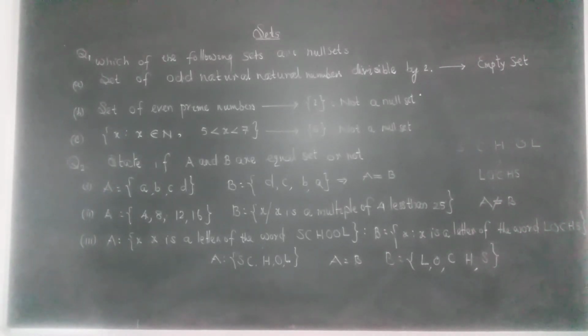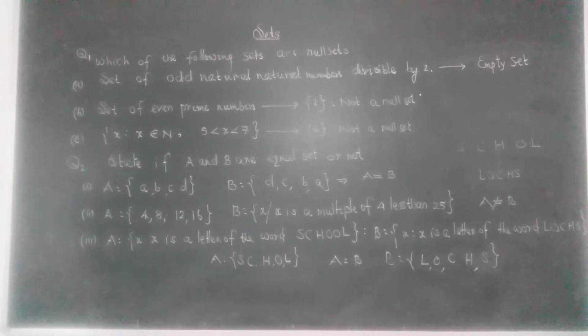Here the first case is A is equal to the set A, B, C, D and B is equal to D, C, B, A. Remember one condition, as we said at the beginning of this class: when you write a set in any way, the letters or the numbers can be in any order, no matter in which way we write it down. Maybe the first or second or the third, you can mix it up, it makes no difference.